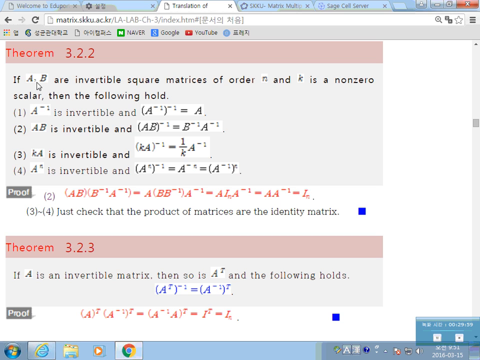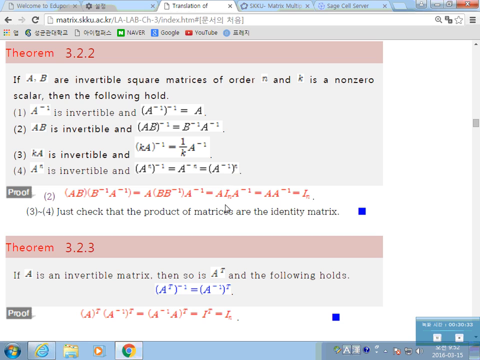If A, B are invertible matrices, then A inverse is invertible, and the inverse of A inverse is A itself. Then the inverse of AB is B inverse times A inverse, not A inverse times B inverse. This is also very good. Orders are switched. Then the inverse of kA is 1 over k times A inverse, and the inverse of the nth power of A is the nth power of A inverse. So I think we have to know how to prove this. How can you show it?